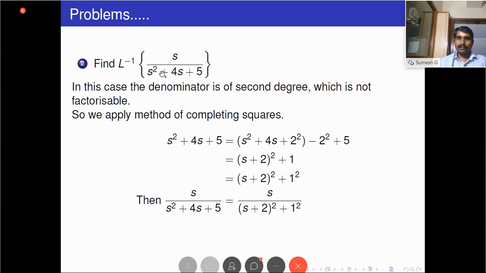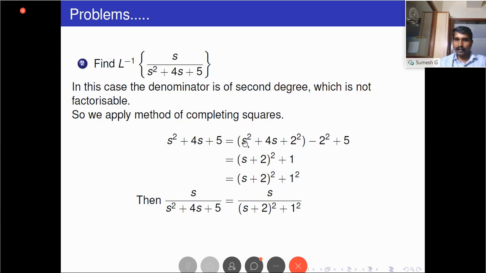So we have to go for another method. We apply method of completing squares. For method of completing squares, we have to add and subtract square of half of the coefficient of s. In this case, coefficient of s is 4, half is 2. So we add 2 square and subtract 2 square. Now consider the first 3 terms: s square plus 4s plus 2 square.